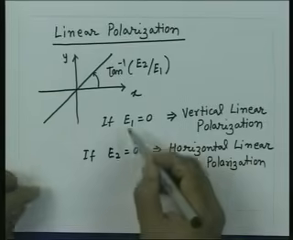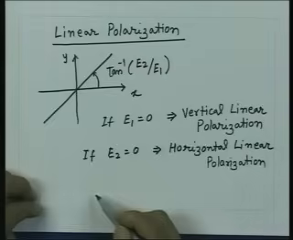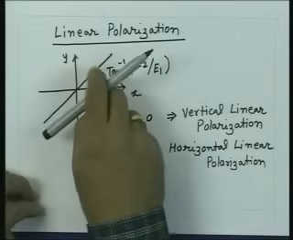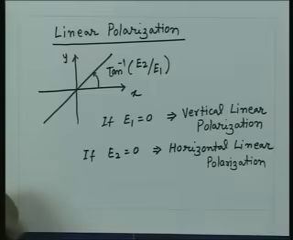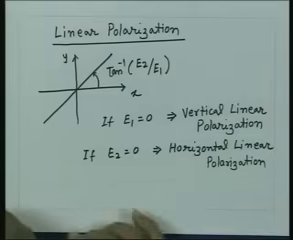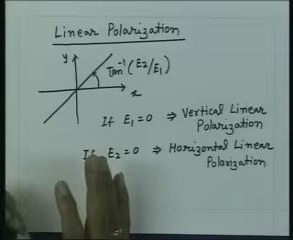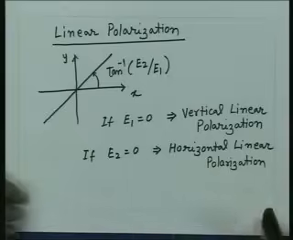There is a special case when E1 is equal to E2, the line will be at the 45 degrees with respect to x and y axis. So, in general we see that if the phase difference between the two electric field vectors is 0, then you always get a polarization which is linear polarization. This is one of the special cases of the general ellipse.